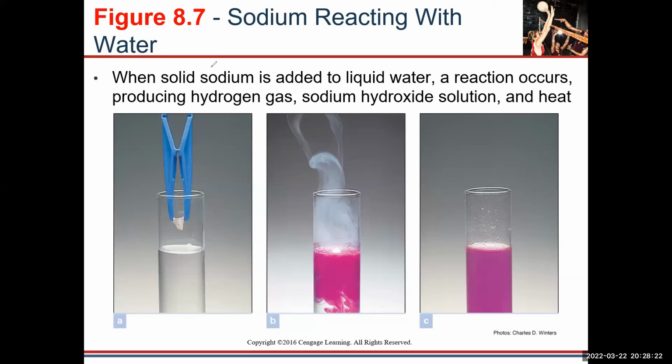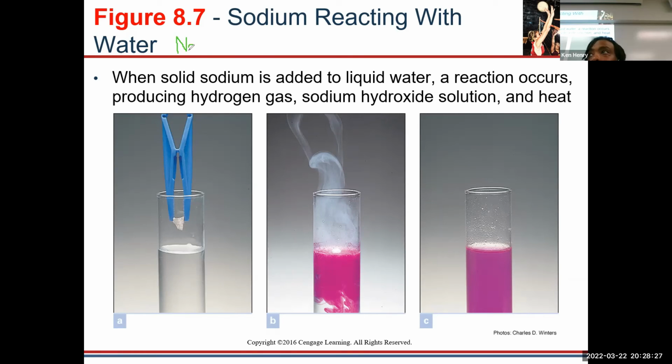Sodium. Na. Is that a solid, liquid, gas, or aqueous? Solid. So what do I use to represent solid? S, subscript S. That's right. S in parentheses. Okay. Plus H2O. Is that going to be a solid, liquid, or gas? So I use the symbol L, L for liquid.